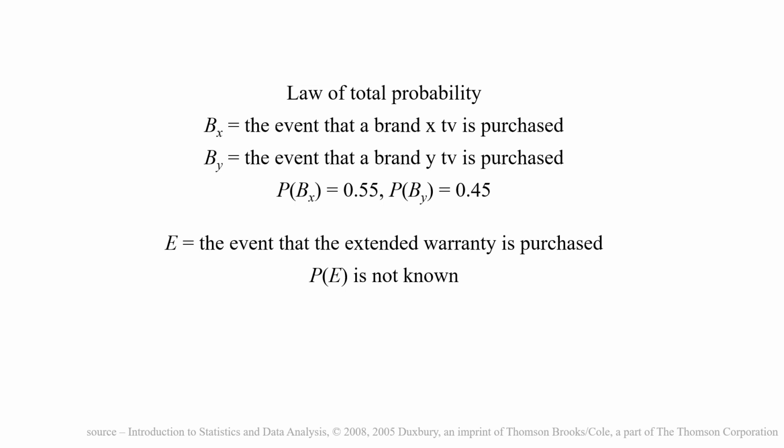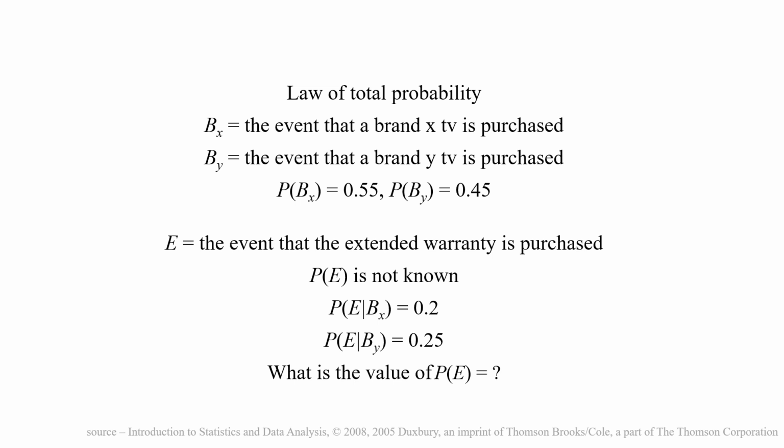Let E be the event that an extended warranty is purchased for each of the TV being bought, and assume that probability of E is not known. However, probability of E given Bx is known and that equals 0.2, and probability of E given By is also known and that equals 0.25. What is the value of probability of E? Is it possible to derive probability of E given the values of the above individual and conditional probabilities? The answer is yes, and the law of total probability provides the solution.